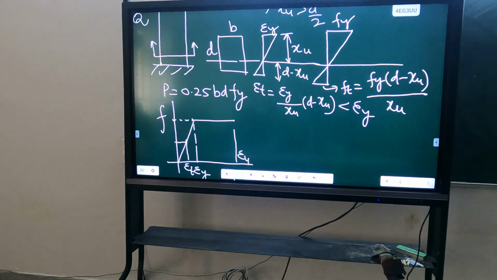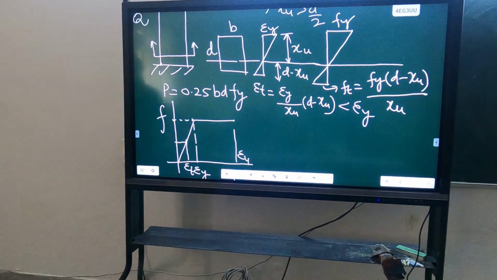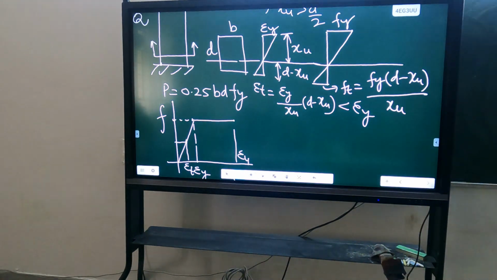Suppose the axial force itself you have taken as 2 times BDFy. What will happen? It will fail. Strain everywhere will be more than epsilon y. Suppose you have taken BDFy, then the whole section will have strain epsilon y. There will be no capacity left to take any moment. So we have taken P equal to 0.25 BDFy, so that the strain due to axial load is only 25%, and still 75% capacity is available, which can be utilized to take care of moment.